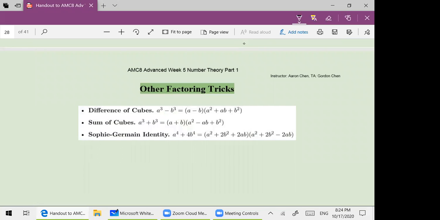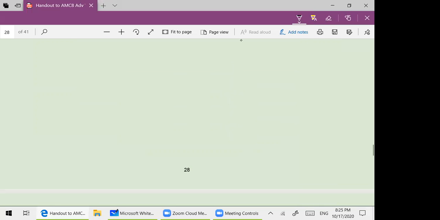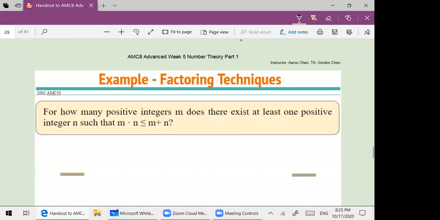Okay, so some other factoring tricks are the difference of cubes, the sum of the cubes, and this is Sophie Germain. Okay, so here's another example.